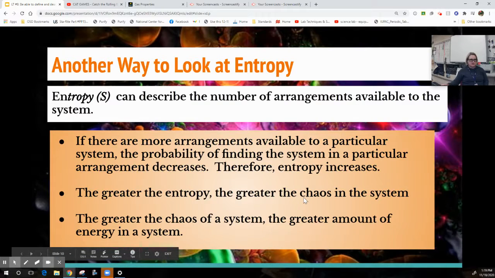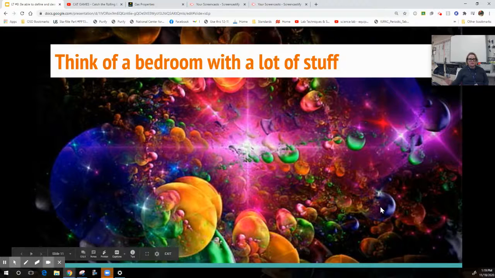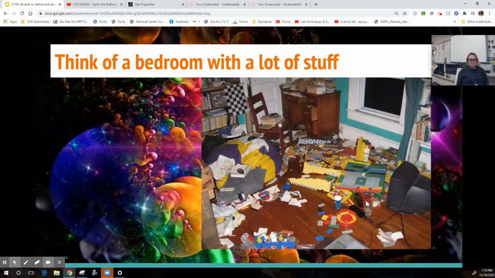And here's an analogy to that. Think of a bedroom with a lot of stuff, and I hope this is not how your bedroom looks during distance learning. So here's a bedroom with a lot of toys and junk all over the floor. If your room looks like this right now, stop what you're doing with chemistry and clean your room before you move forward. Make your parents happy.